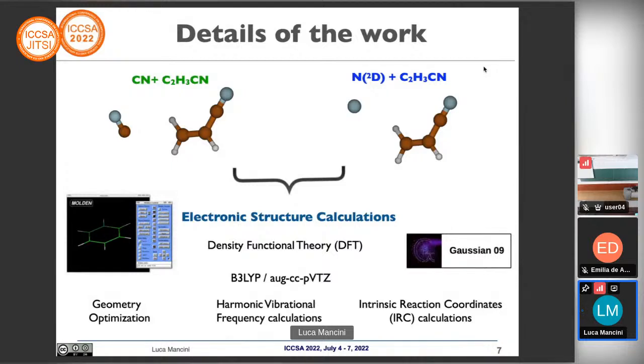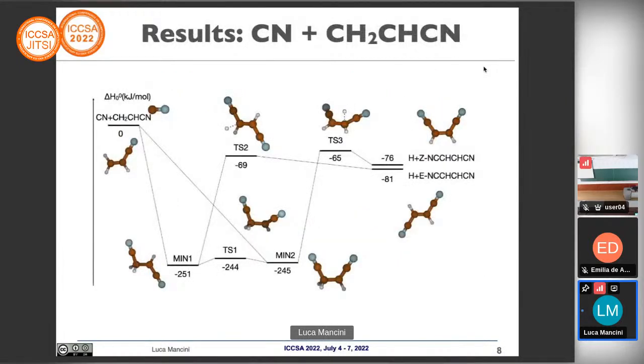A first analysis was performed using density functional theory with the B3LYP hybrid functional and the triple zeta plus polarization plus diffuse function basis set. We performed geometry optimization for all the stationary points, followed by harmonic vibrational frequency calculations in order to assign the nature of each stationary point. And we performed also IRC, intrinsic reaction coordinate calculations, to properly assess each stationary point linked with the corresponding reactant and products. With this approach, we obtained the potential energy surface for the two reactions. These are the results for the reaction of the CN radical with acrylonitrile.